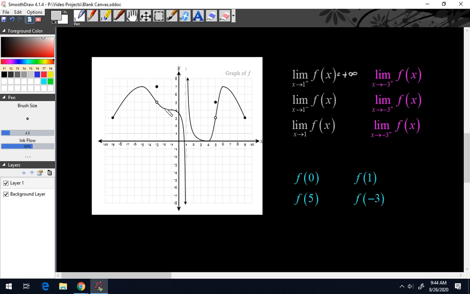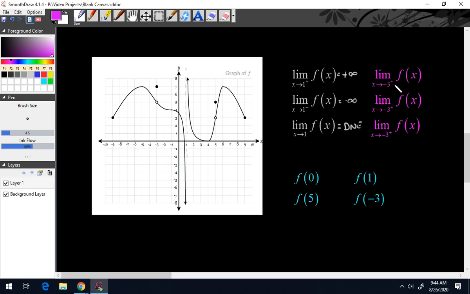What about from the left as we approach? It's going down. So this is going to approach negative infinity. Since from the right it's going up to positive infinity and from the left it's going down to negative infinity, those aren't the same. So we know that this does not exist for this one. I messed up the notation here again, but that's okay.